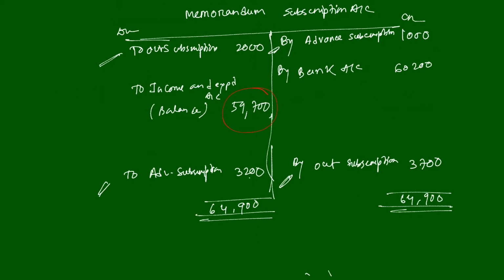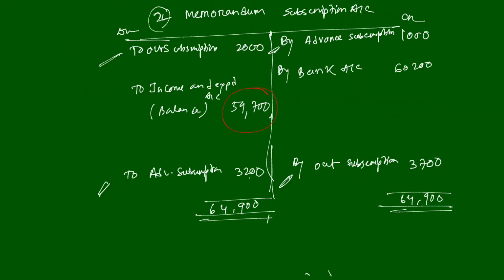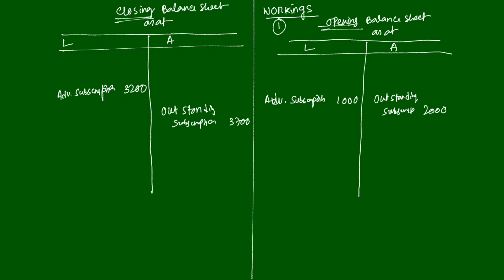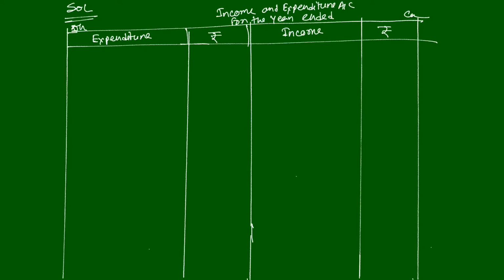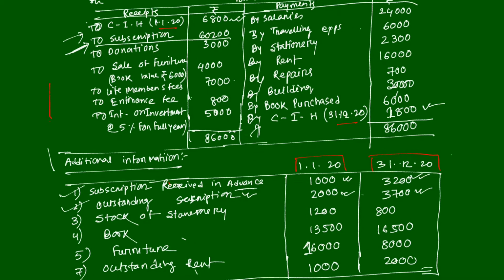Also we calculate that memorandum subscription. This is working 2 and this is working 1. That income and expenditure account, here it is written. This value will be written on which side? We know this value will be written on the credit side of the income and expenditure account, meaning the income side, by subscription 59,700. Okay, so we complete our first part, the subscription part.